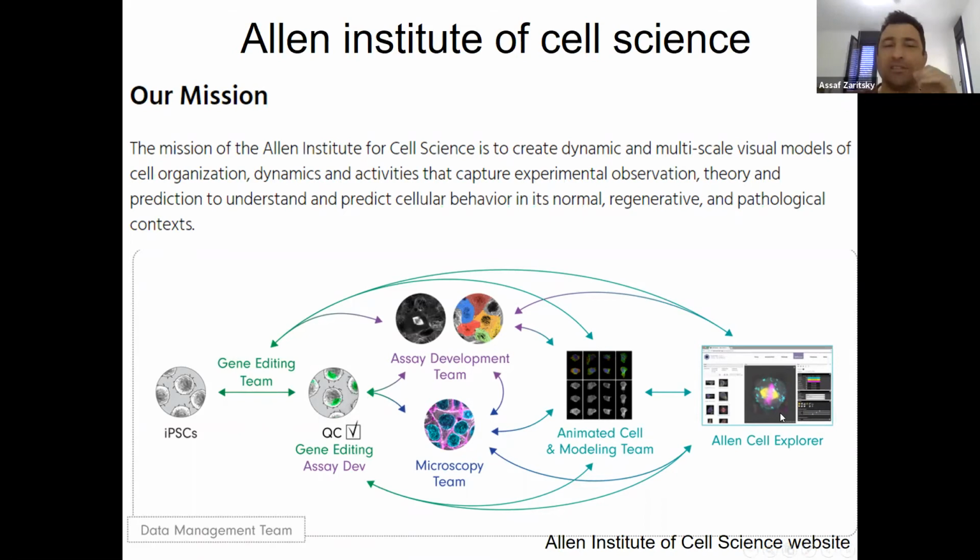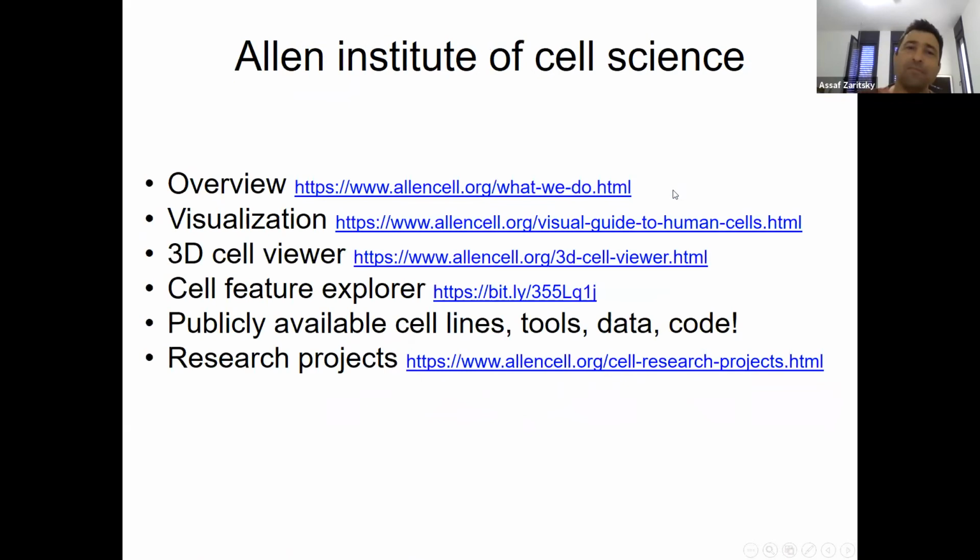They develop cells with gene editing, and they do quality controls, and they develop different assays, and they do microscopy and so on. So it's really cool. And I included here a few links. I'm not going to go into that because of time, but I really recommend you guys go to their website. It's fantastic.